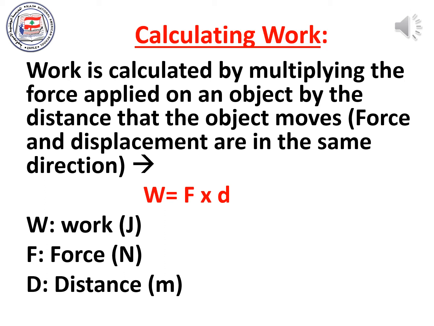Work is measured in a unit called joules. Force is measured in newtons, of course, and distance is in meters. So as we already stated, work is when we apply force on an object. So we do work when we apply force on an object and the object moves due to this force. So if the object does not move, we are not doing work. And in order to calculate work, if the force and the displacement are in the same direction, we multiply the force applied on the object by the displacement of that object due to this force.